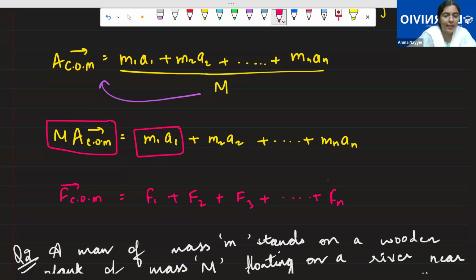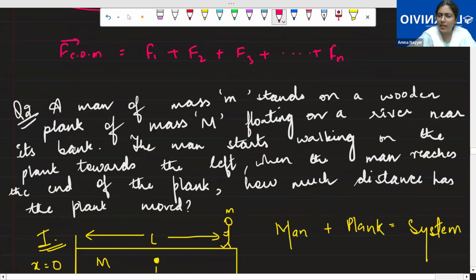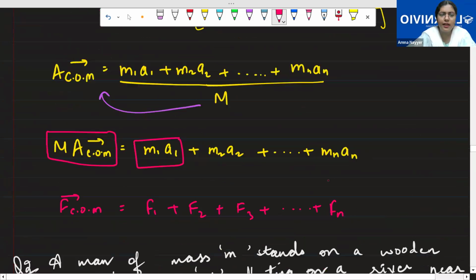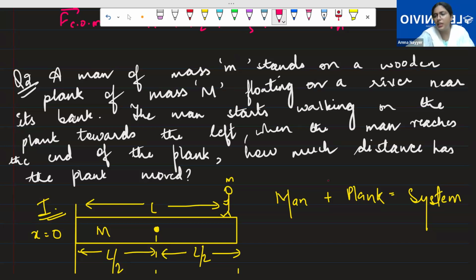Now, this is a very, very important question. You can mark a star or an asterisk on this question when we discuss it. It's a question from your NCERT itself. The topic is the conservation of center of mass, and there is nothing to teach you separately in conservation of center of mass.